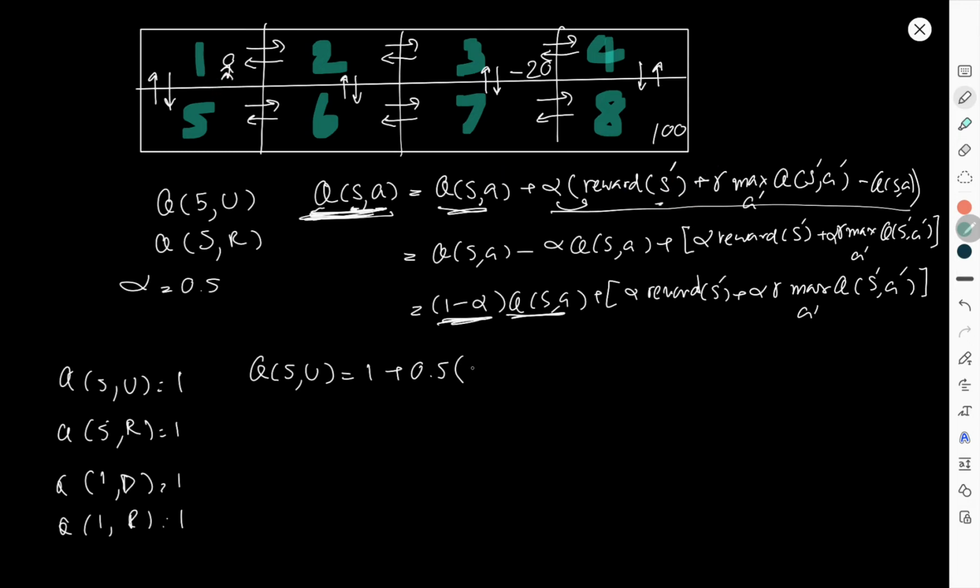Now, it will be 0, because in state 1 we have no immediate reward. So it is 0. Plus, if we give gamma to be 0.8, so this one will be 0.8, and the maximum of Q of S prime A prime. Now we are at state 1, so maximum of Q of A. So you have two actions, go right and go down, and all of them are 1, right?